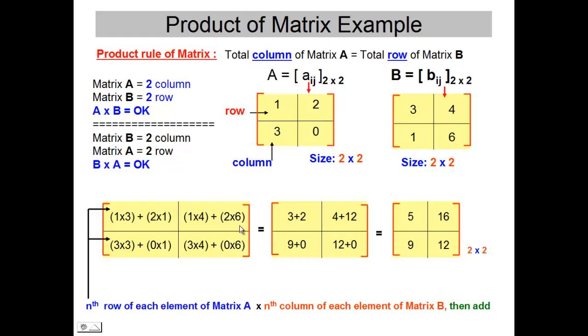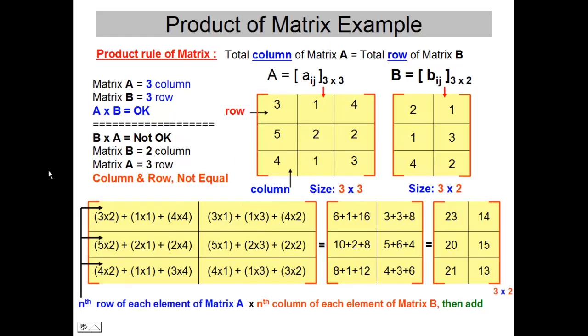This is the second element. Now second row first element: 3 multiply by 3 plus 0 multiply 1. This is second row first element. Second row second element: 3 multiply 4 plus 0 multiply 6. Now the values are 3 plus 2, 4 plus 12, 9 plus 0, 12 plus 0, equal to 5, 16, 9, 12. So 2 by 2.